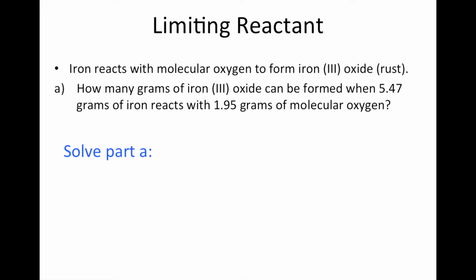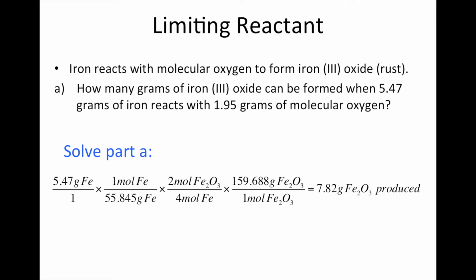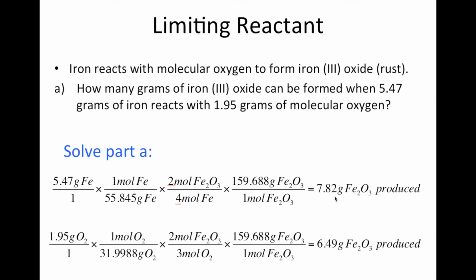So let's determine the theoretical yield of iron oxide from the mass of iron that we're given. You can see this is a basic stoichiometric calculation. We convert our grams into moles, our moles of iron into moles of iron oxide. Our coefficients came from our balanced chemical equation, and then we convert moles of iron oxide into grams of iron oxide. So if iron is my limiting reactant, I'll be able to produce 7.82 grams of iron oxide. Let's compare that to oxygen.